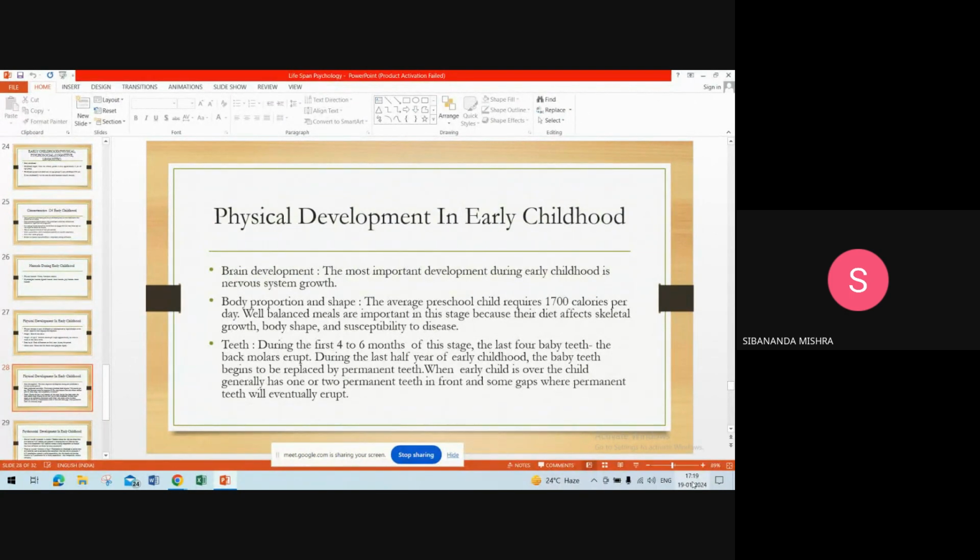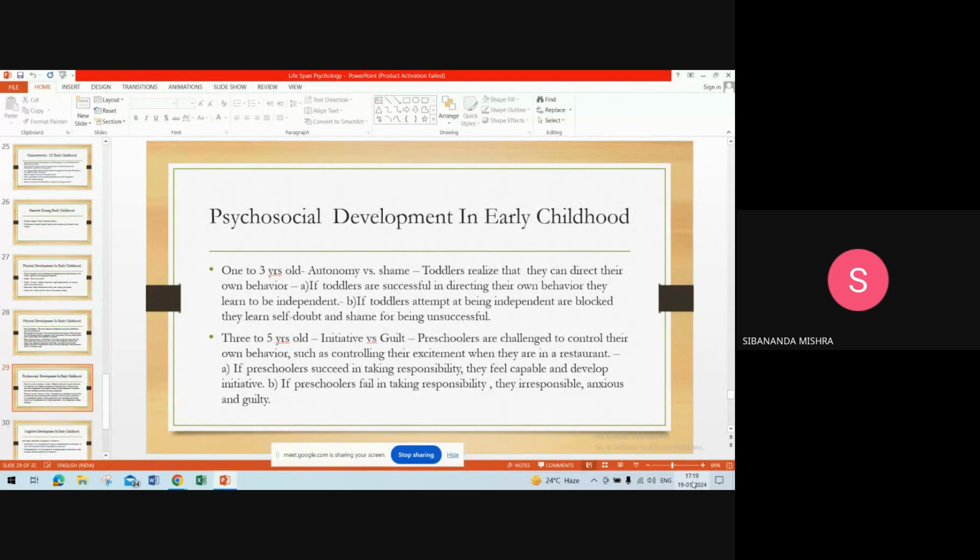Okay. Next is psychosocial development in early childhood. So Erikson, the great psychologist, describes the impact of social experience and the development of self-conscious emotions. Erikson's theory says children start to evaluate themselves in terms of autonomy versus shame.